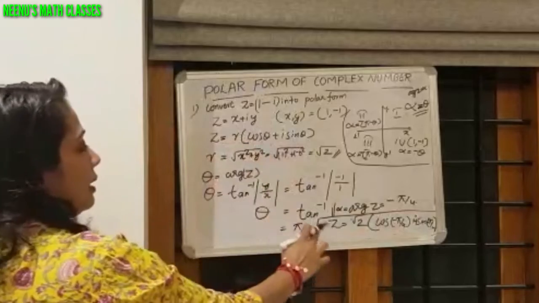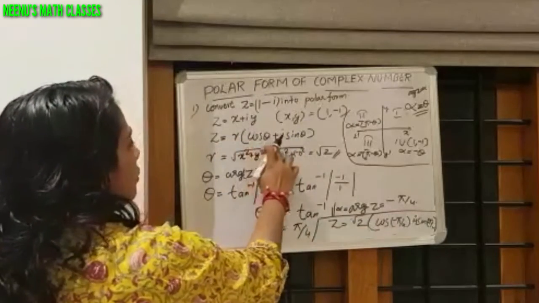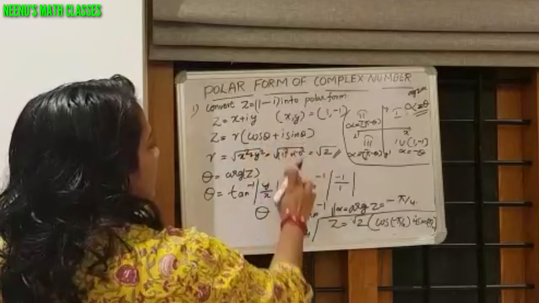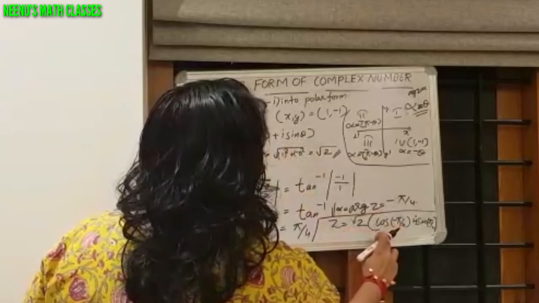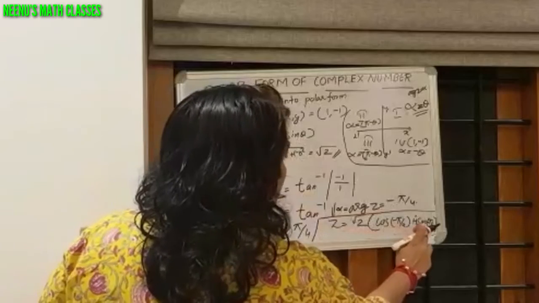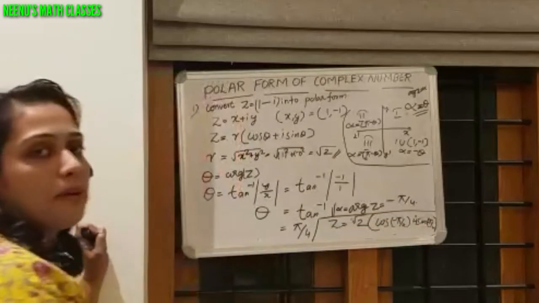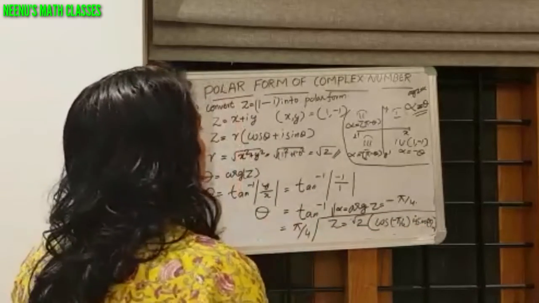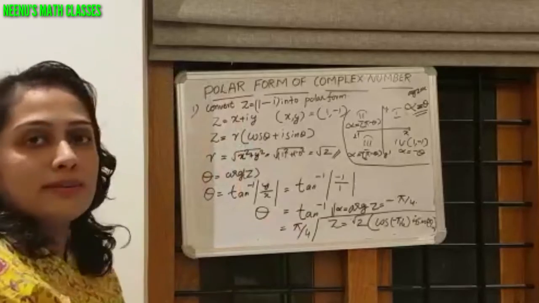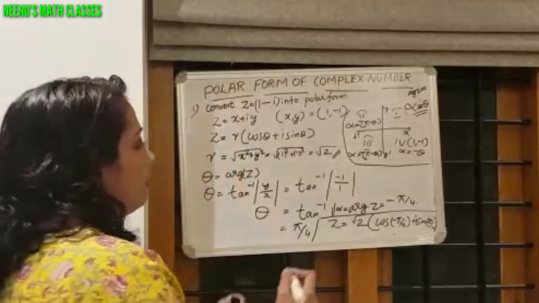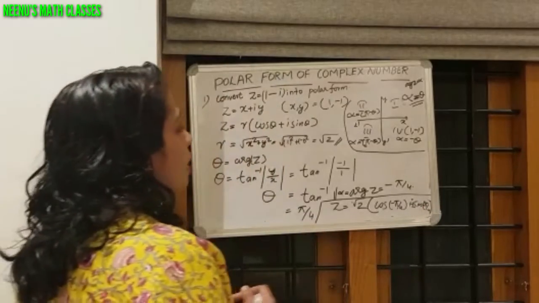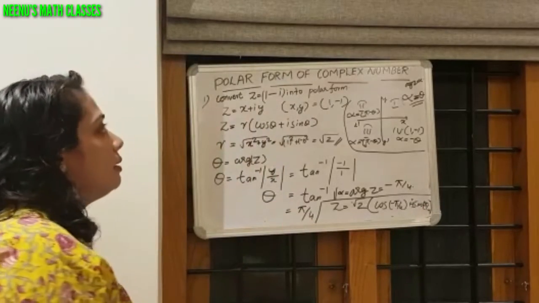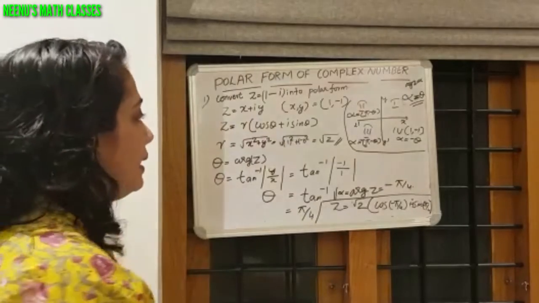So substituting in the equation Z equal to r cos theta plus I sin theta, we got Z equal to root 2 cos minus pi by 4 plus I sin minus pi by 4. This is the polar form of the complex number 1 minus I.